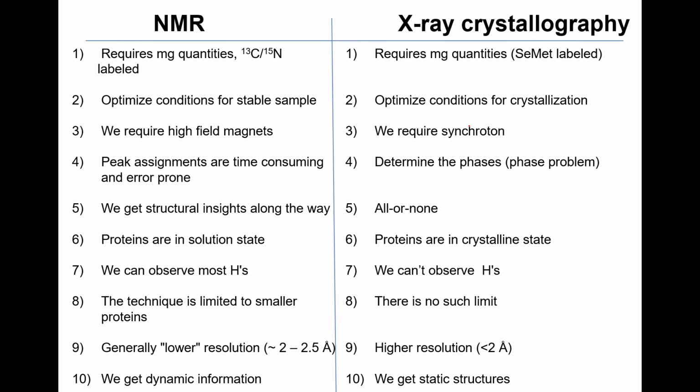So NMR can reach 2.5 to 3 angstrom. Nowadays this is also getting improved. There are different techniques to improve the resolution in NMR, so it is getting better. But if you compare them overall, X-ray crystallography structures have a much higher, better resolution as compared to the structures solved by NMR.